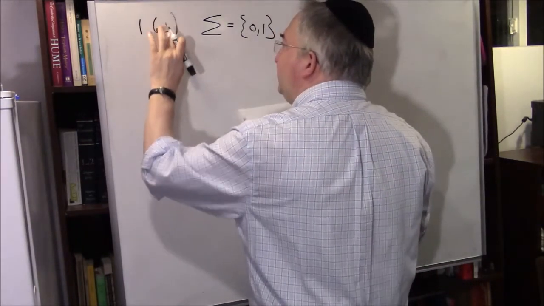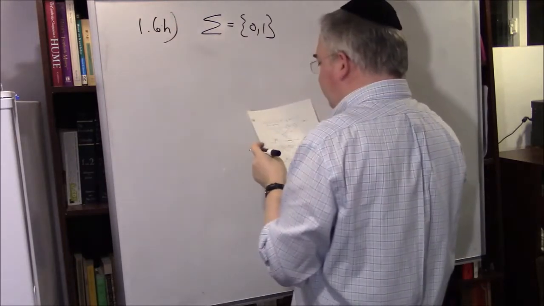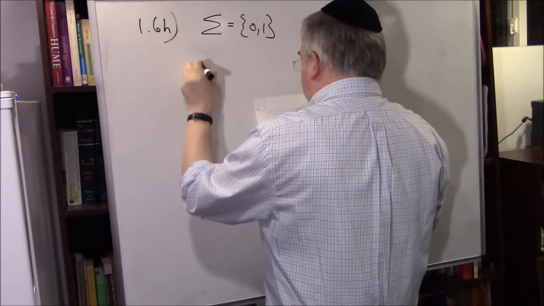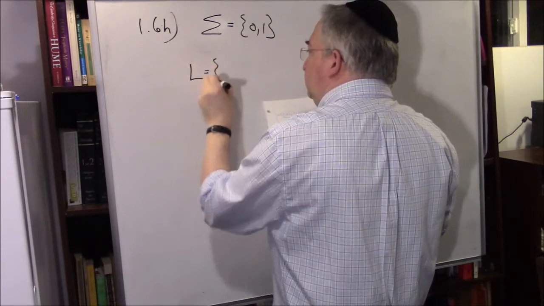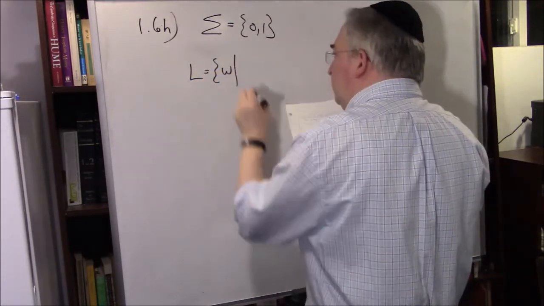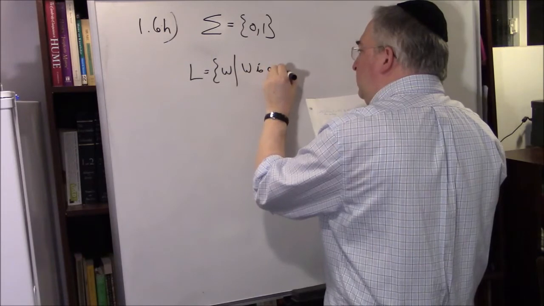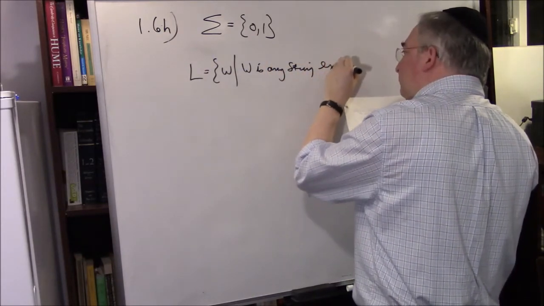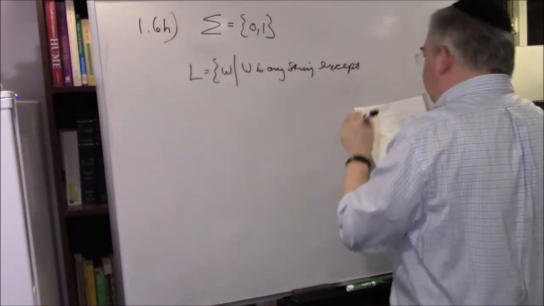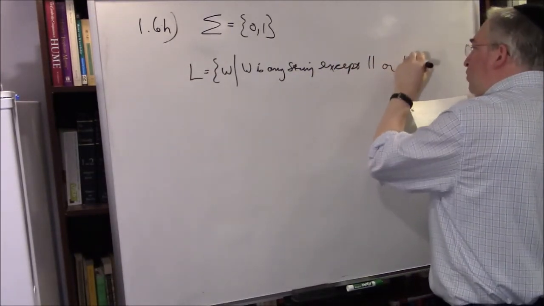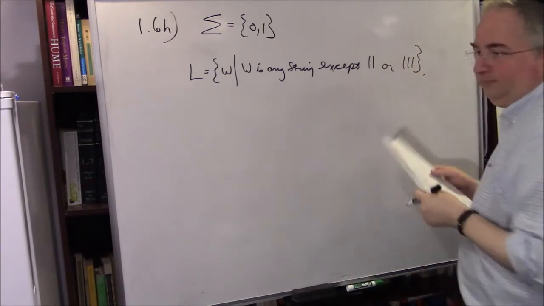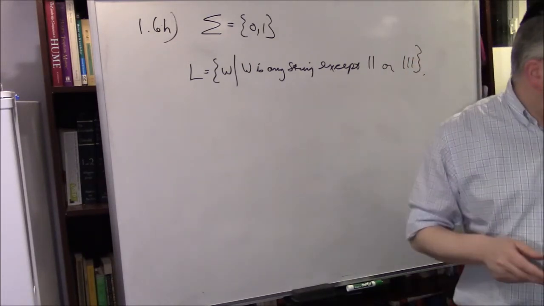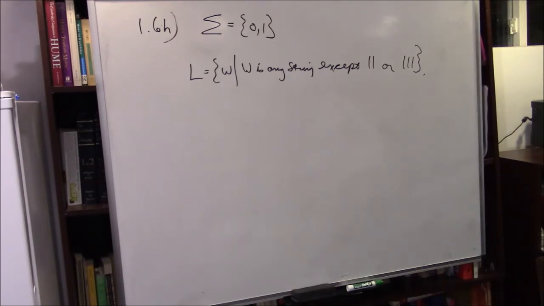Okay, 1.6h, which is as follows. The language is equal to words such that W is any string except, what's that word mean? 1, 1 or 1, 1, 1. Okay? Any string except those 2 words. So this language takes a long time.